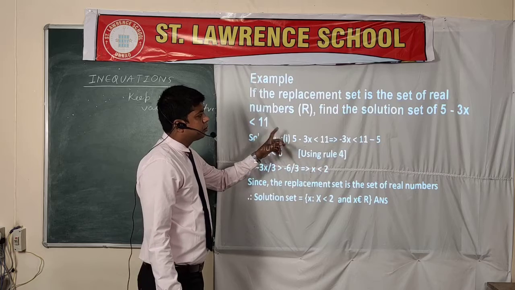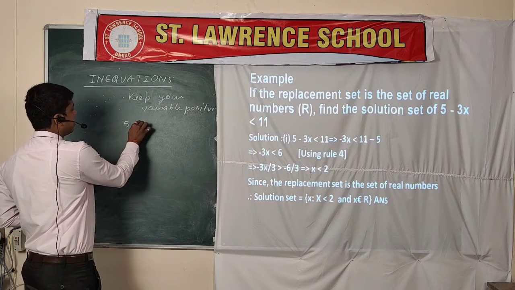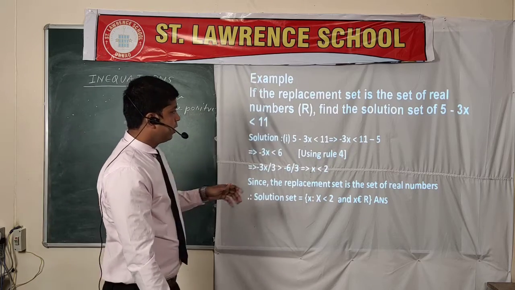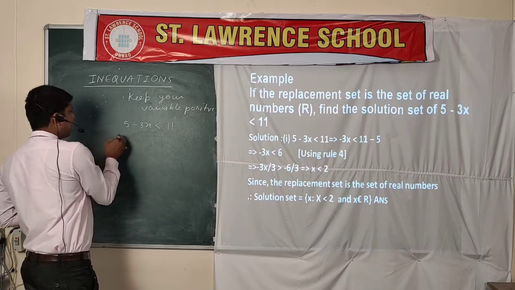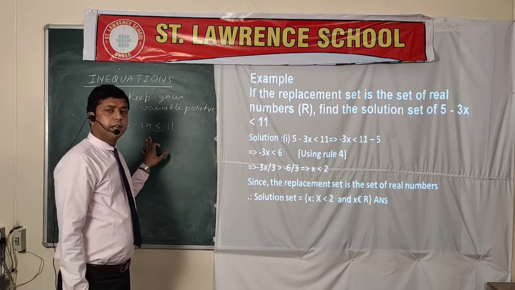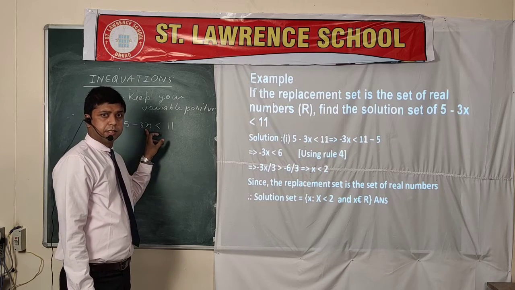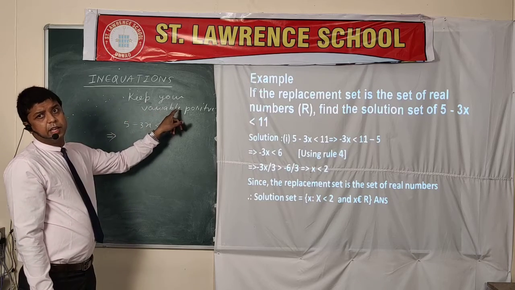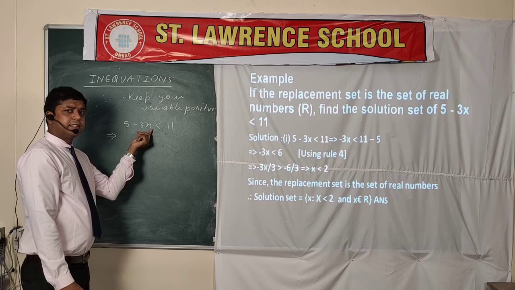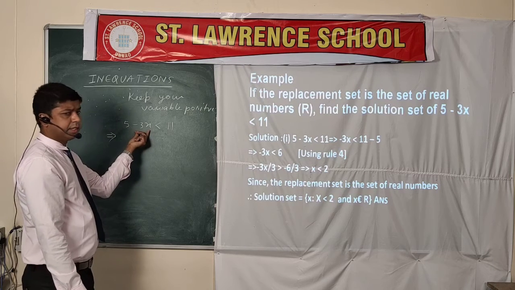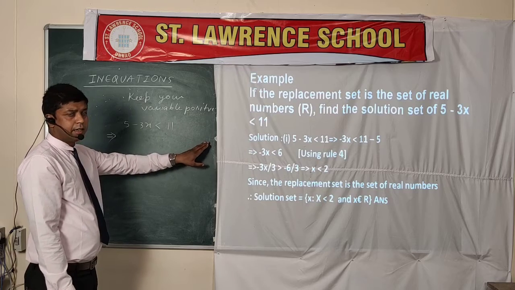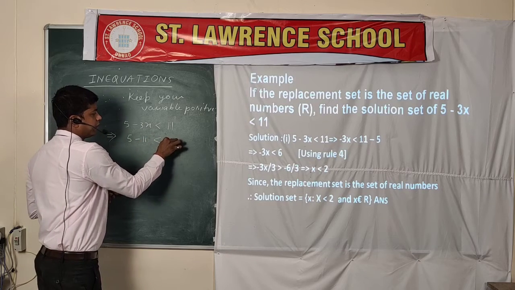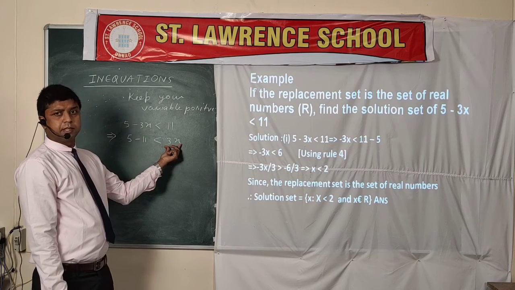Now I will take this example to solve your question. It is written 5 minus 3x less than 11. They are saying to solve this inequation, which means we have to find the value of the variable x. Let us solve. I have told you to keep your variable positive. You can see here 3x is negative. We can make it positive by taking it to the other side. So 5 and 11 change sides, and it becomes 3x. Is it clear? Now your variable has become positive.